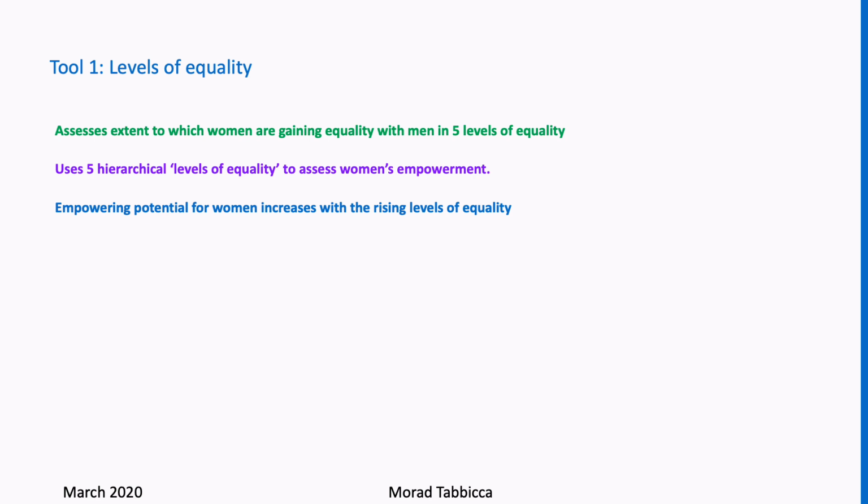So the first tool in the framework is levels of equality, and it assesses the extent to which women are gaining equality with men in five levels. And these levels are welfare, access, conscientization, participation, and control. Now, what Longway does is that she uses these levels of equality to assess women's empowerment, because she believes that with increased levels of equality, the avenue for women empowerment also increases.